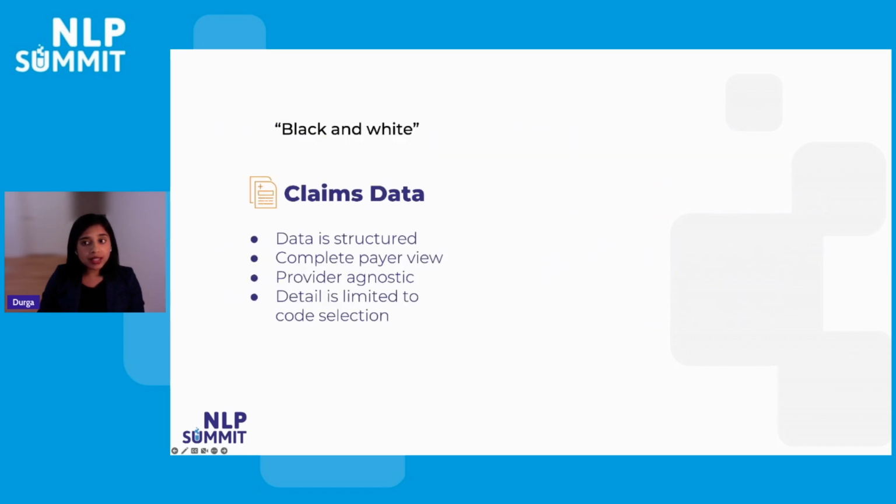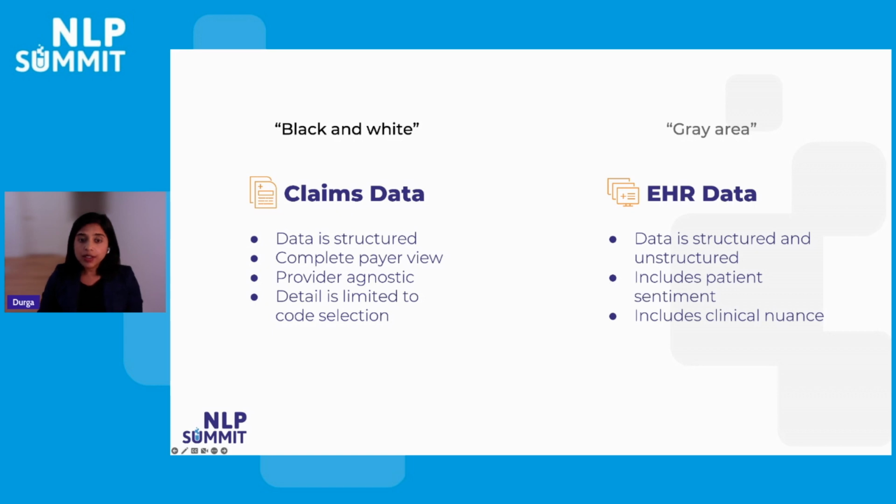What we realize is that claims data can often be very black and white. The data can be structured. It provides a complete payer view and it's provider agnostic, but the detail is really limited to code selection, which often limits the types of disease that we can study and the depth of the patient journey that we can understand. EHR data really has some areas of gray. As I mentioned, the data is both structured and unstructured. It includes patient sentiment and it includes clinical nuance as well.